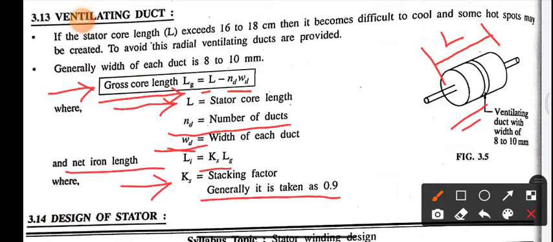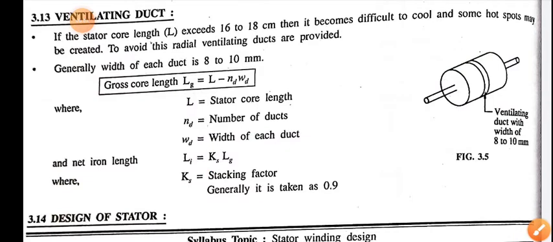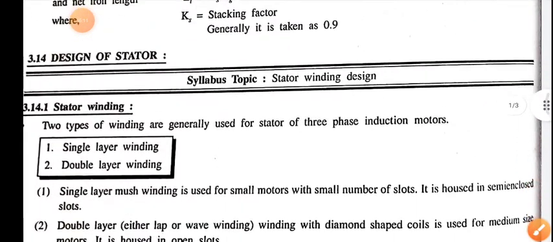So in this topic, you have to just remember what purpose the ventilating duct is used for, what its dimensions are, which type is generally used, the gross length of the core, and what Nd and Wd are, that is only important. Okay, so you have to remember that. Now we will move further.